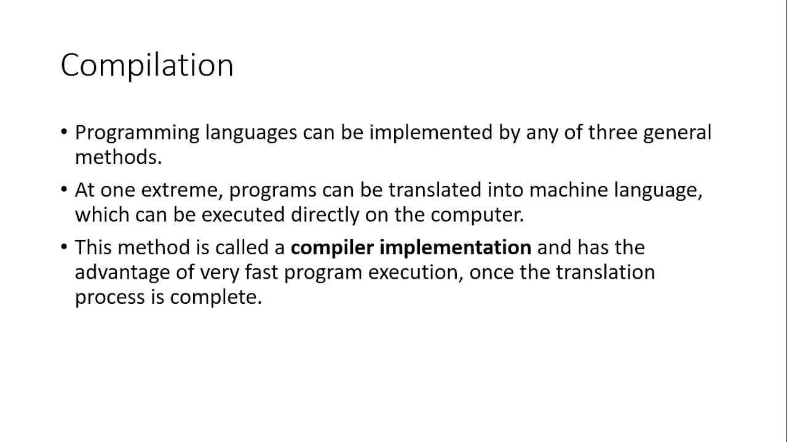This is compiler implementation, which means these high-level language programs can be translated into machine language, which can be executed directly on the computer. Most production implementations of languages such as C, COBOL, C++, and Ada are done using compilers. The language that the compiler translates is called the source language, and the process of compilation and program execution takes place in several phases.